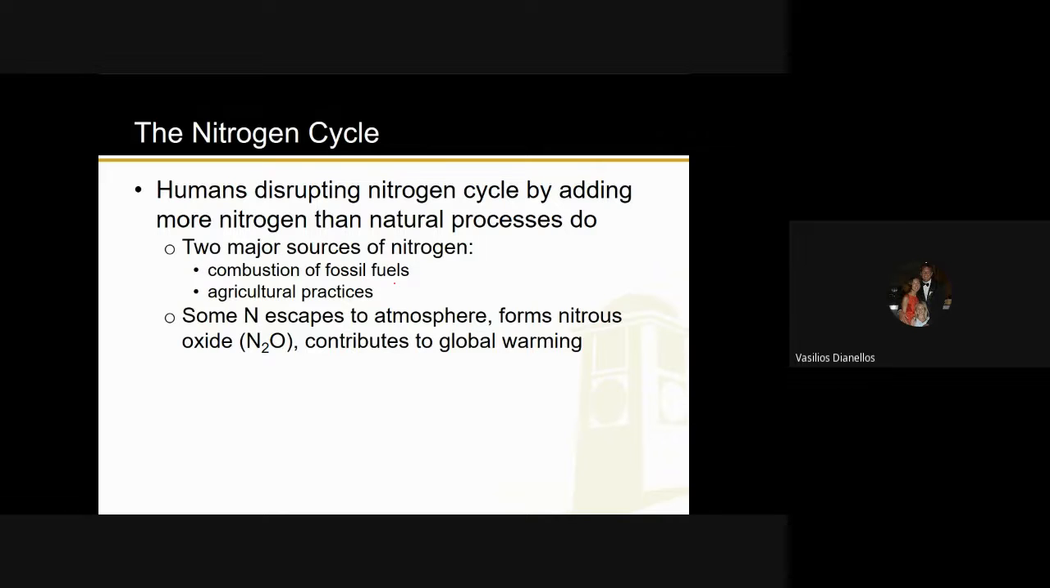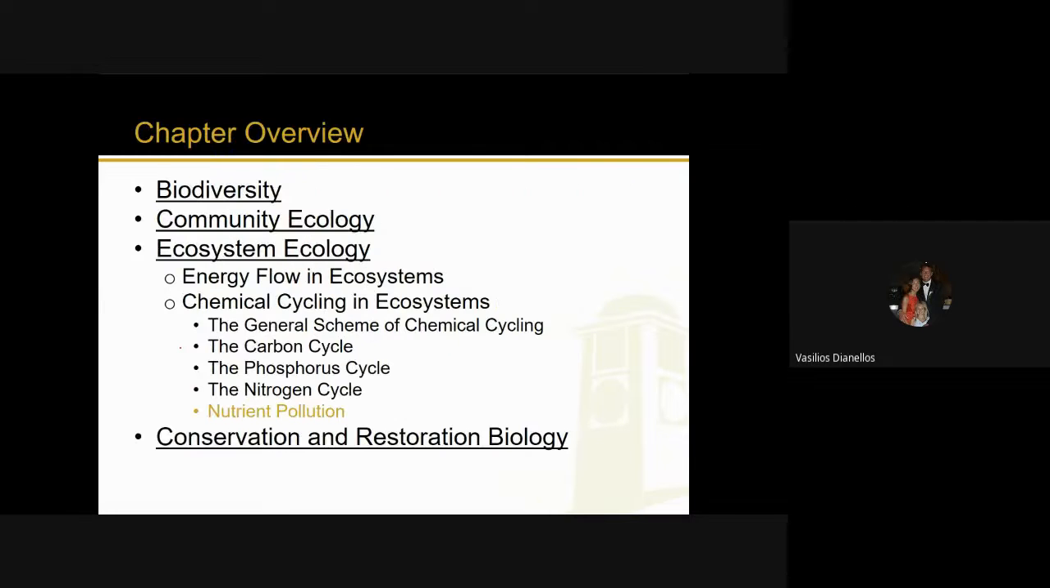Anyway, your book points out that two major sources of nitrogen, at least from humans, are the combustion of fossil fuels. So when we burn stuff, we put out nitrogen, which is not good because we're putting out too much of it. And like I already hinted at earlier, agricultural practices. So when we use fertilizers, we're putting nitrogen into the system. And normally that sounds like a good thing because things need nitrogen. But as I've been hinting at throughout the semester, the dose makes the poison, right? So even though ecosystems need nitrogen, too much of it's a bad thing. And that's basically what we're getting at.